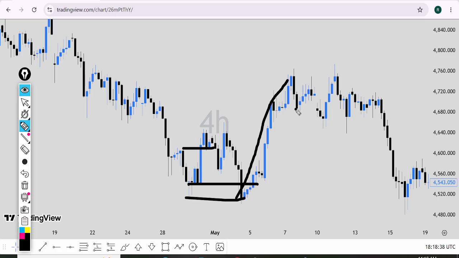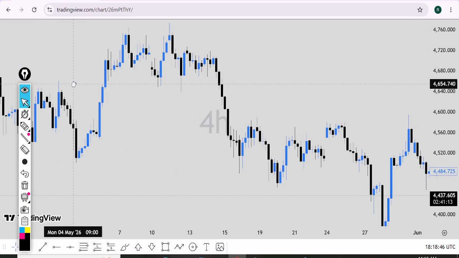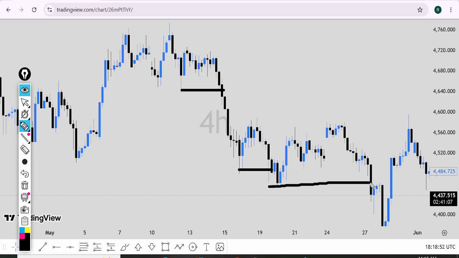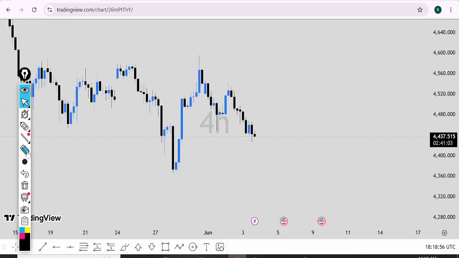Then price shifted its structure to the downside. Here we got a trade from this order block to the downside. Then what's next? Price is going down and down again and again. Structure shift to the downside, to the downside, then to the downside again. Now we have the last swing high, this one, and the last swing low, this one. You can see price has swept it and then price is going down and down.